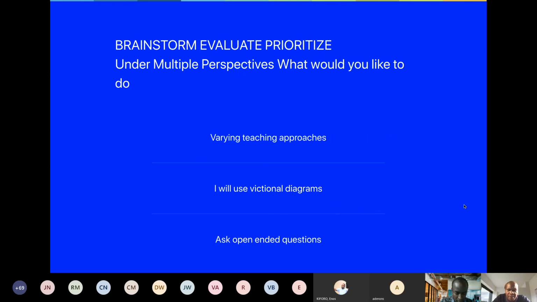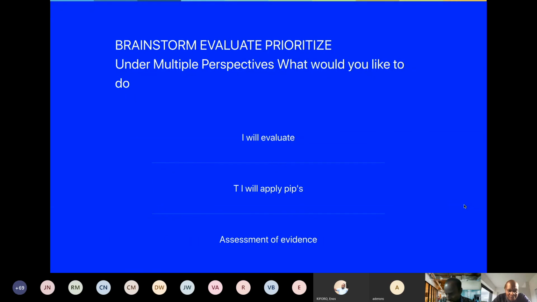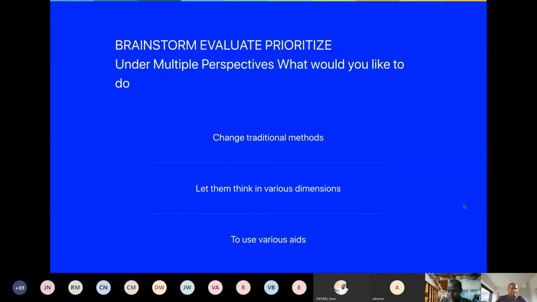I will vary teaching approaches. Allow learners to express themselves by listening more than talking. Engage learners more so as to practice what they have learned. I will evaluate. Thank you. I will apply PIPs. Thank you. I will assess the evidence. I'll use a variety of teaching methods. I'll make sure learners participate in all activity. I will give questions that allow for multiple answers. I will change traditional method. I will let them think in various dimensions.